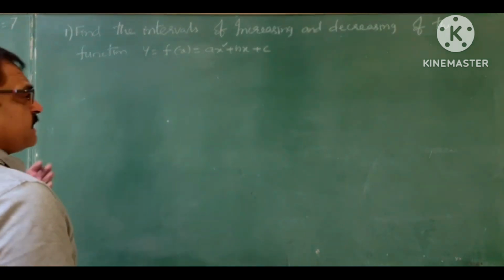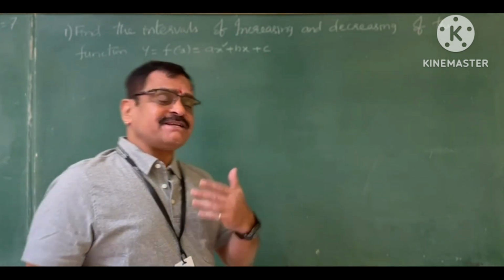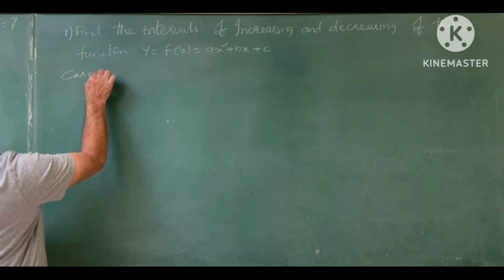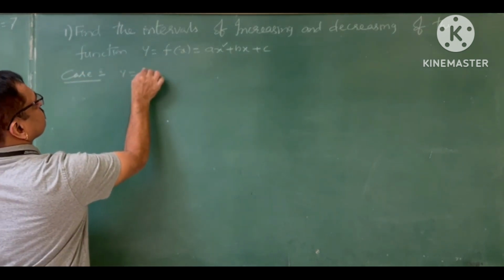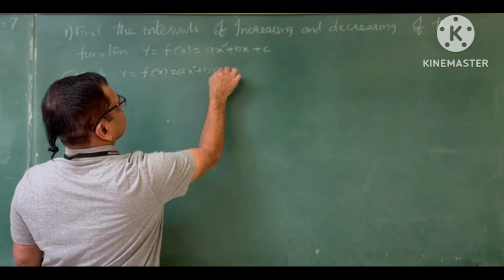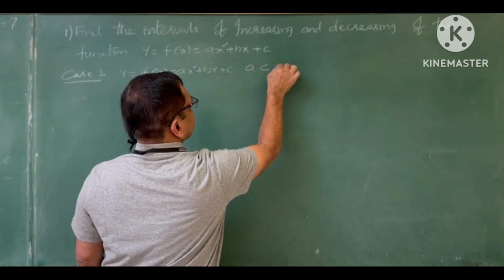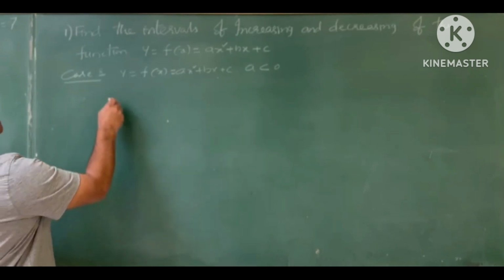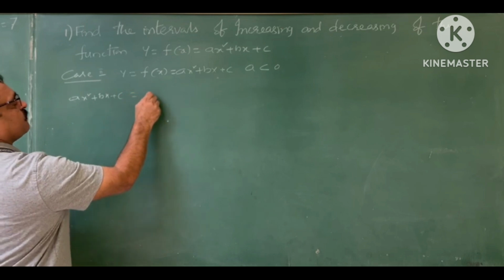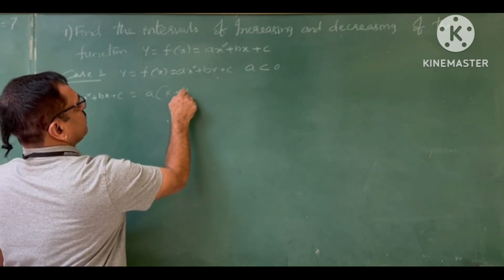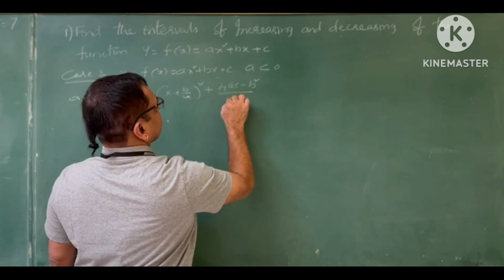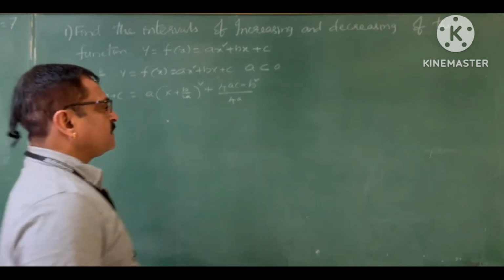Case 2, a is less than 0 case. y is equal to f of x is ax square plus bx plus c, a is negative. So here we have ax square plus bx plus c is equal to a times (x plus b by 2a) whole square plus (4ac minus b square) by 4a. So here the graph will be like this.